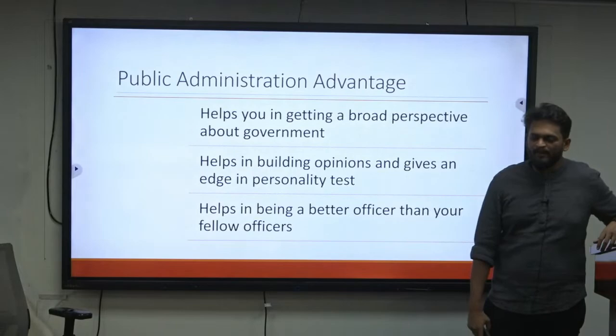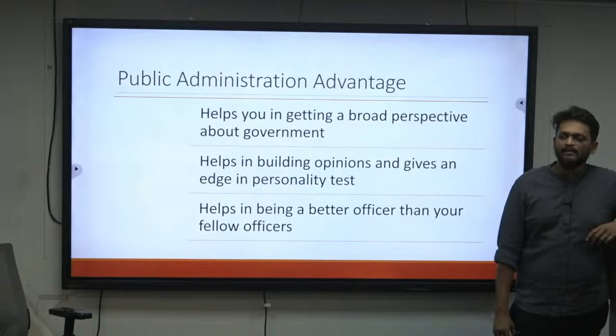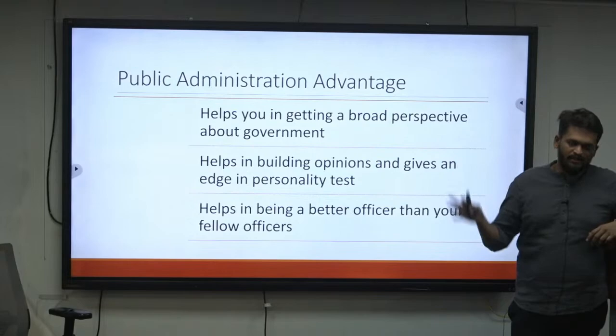Even though their optional scores are the same, it means maybe whatever they are getting in other subjects, if they are a good student, if they are doing whatever we are asking them to do, then they will be able to score more in GS and in the personality test also.